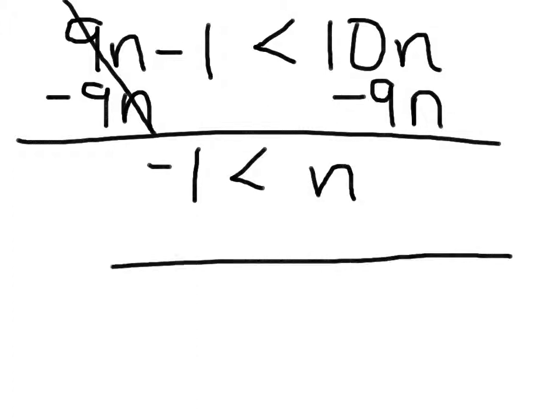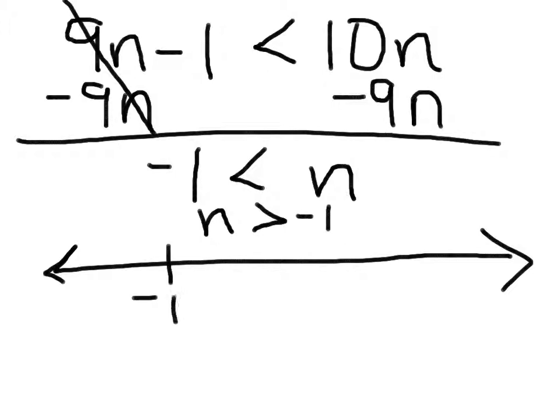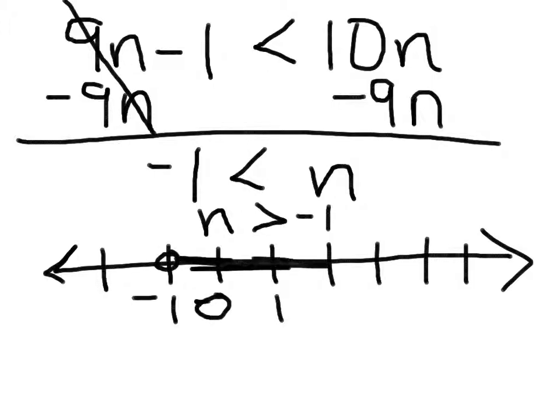And then if you graph that on a number line, it's actually n is greater than negative 1, right? So we would have negative 1. We would put an open or closed dot? Open dot. To the right. Sorry. Color it in.